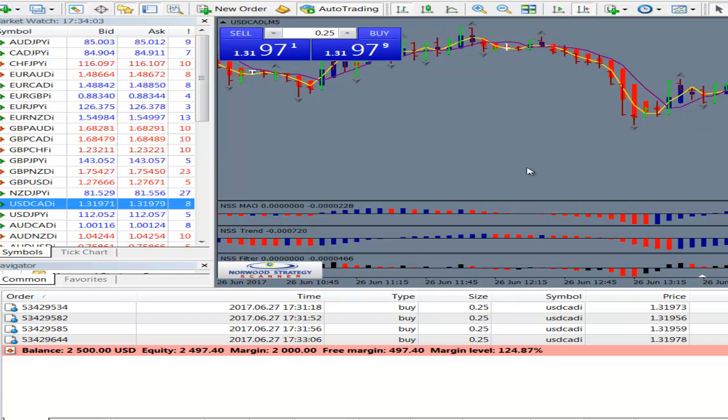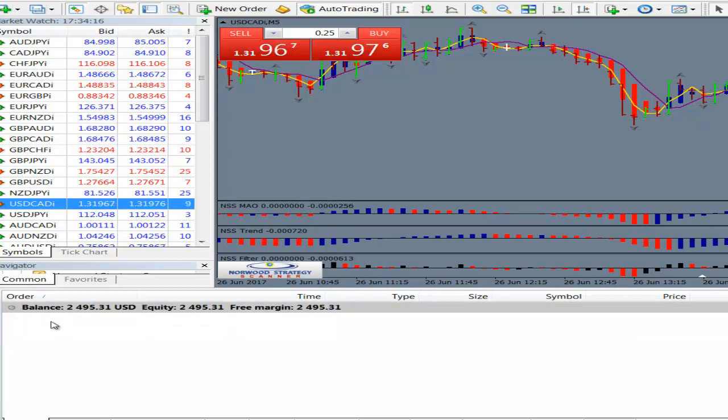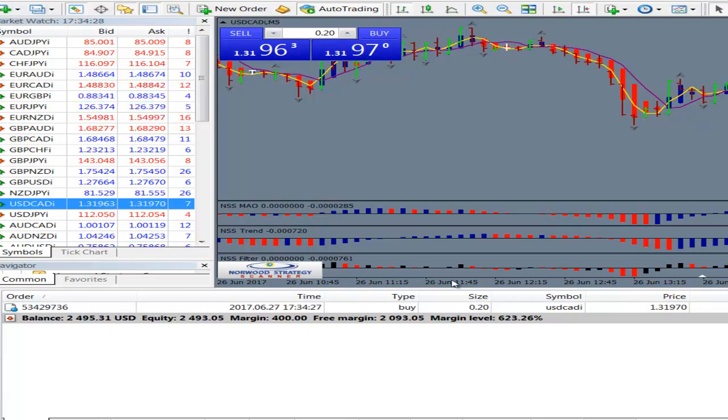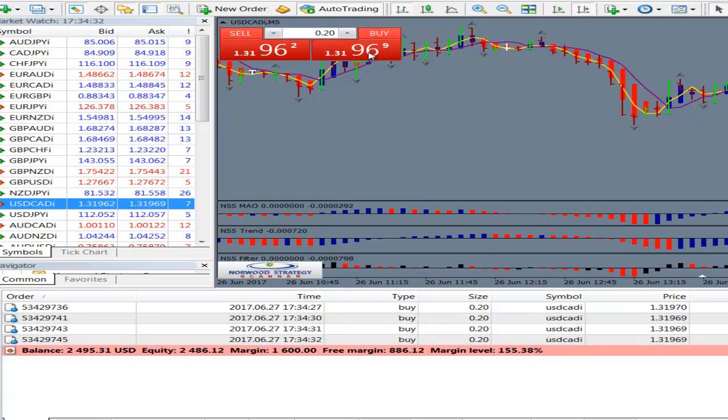If that's a little aggressive, then maybe you start at 0.20 on a $2,500 account. And let's just do that. Let's close these. Okay, we're close to a $2,500 account, so I'm going to change this to 0.20. Now I'm going to put buy trades on again. See, this was at 4, now it's at 6.